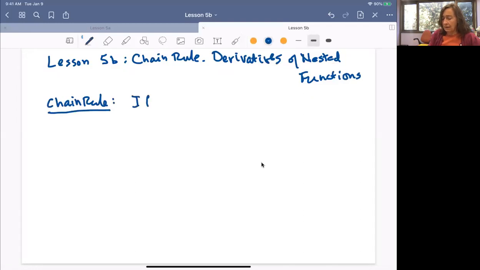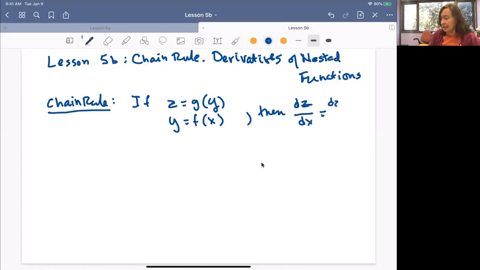So if we have z, which is a function of y, and y, which is a function of x, then the derivative of z with respect to x is dz/dy times dy/dx. The chain rule helps us work through functional relationships that have steps in the logic, and that comes up a lot in social science.